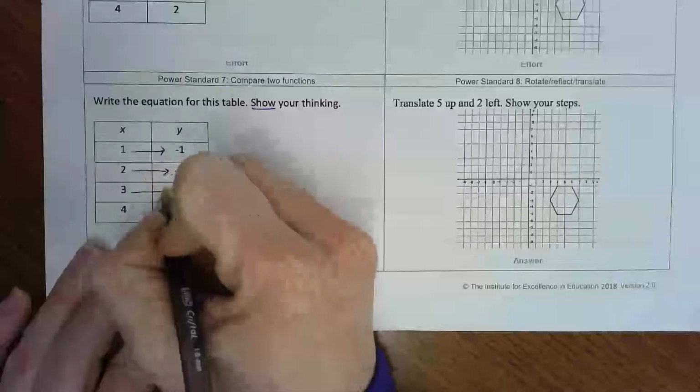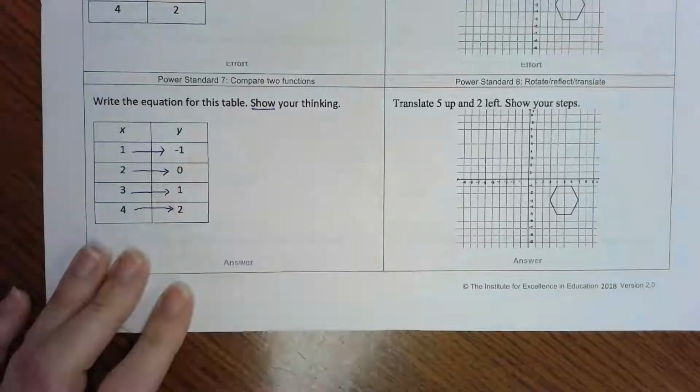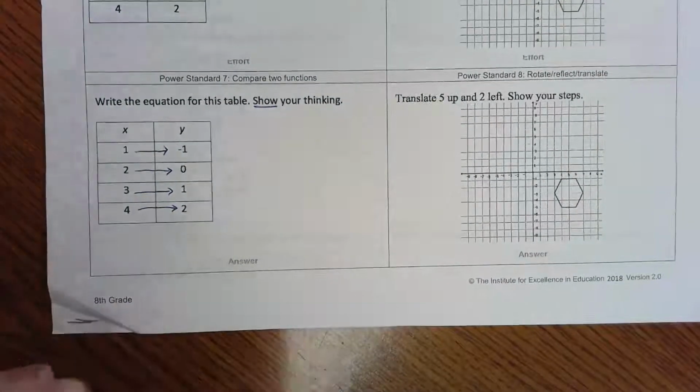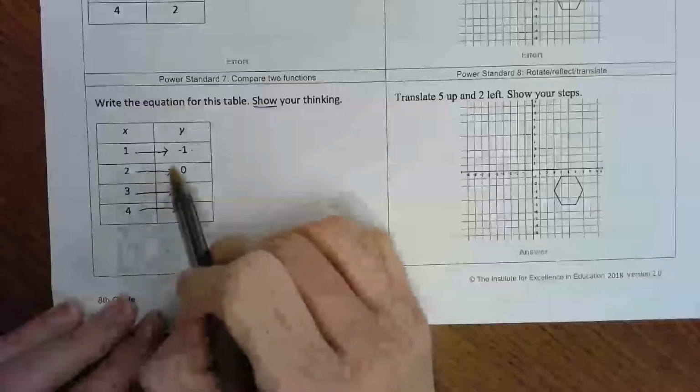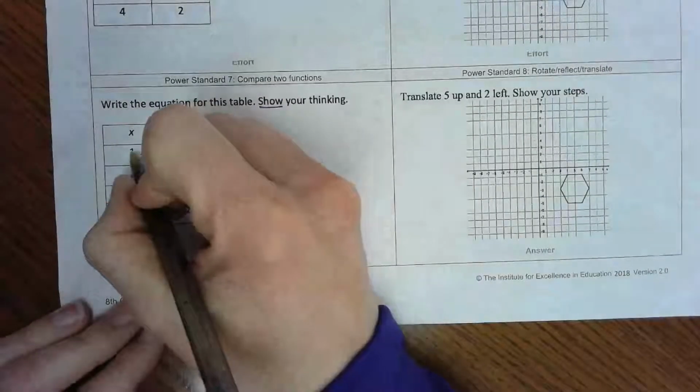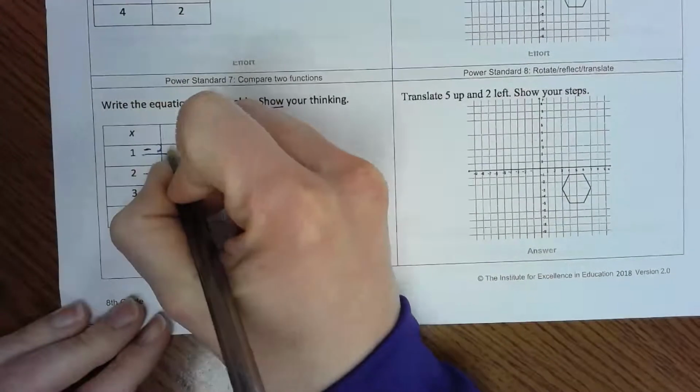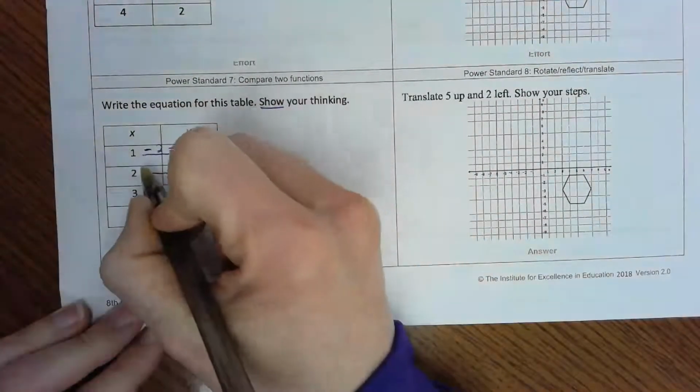So of course, we're always looking at what do we do to 1 to get negative 1? What do we do to 2 to get 0? What do we do to 3 to get 1? What do we do to 4 to get 2? Well, you know, we could say, hey, we're multiplying by negative 1, but that doesn't work here. If we're multiplying by 0, that doesn't work here.